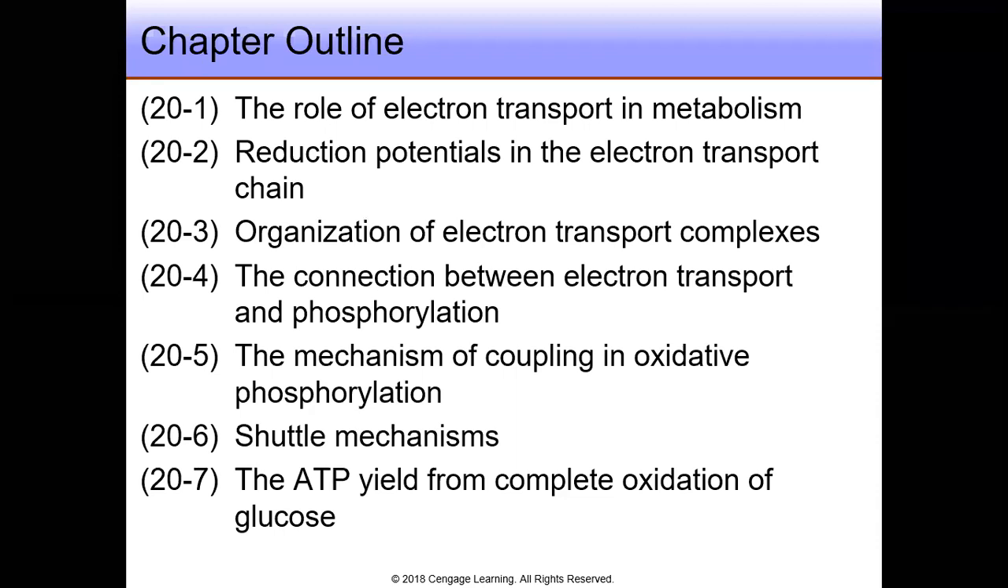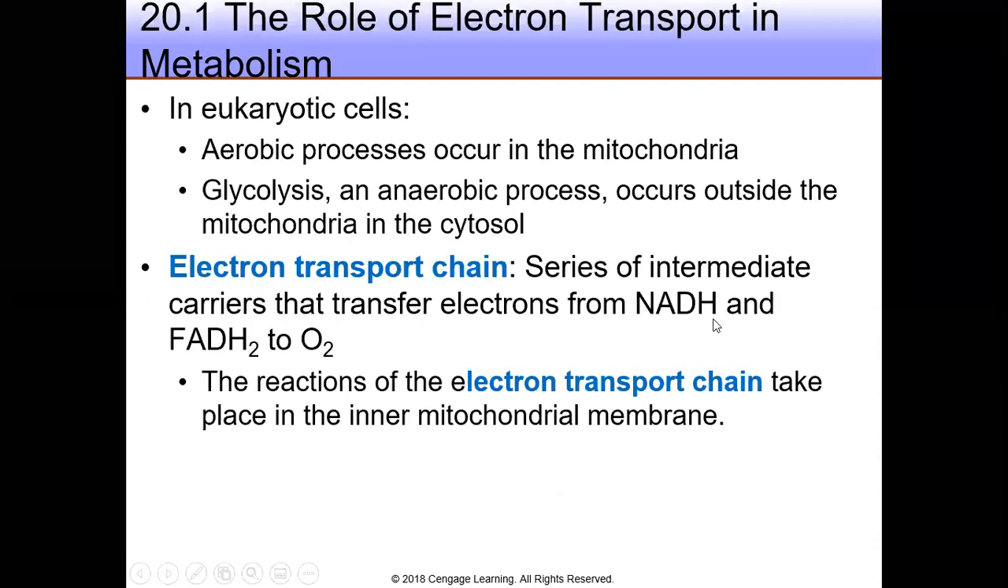The reactions of the electron transport chain all take place in the inner mitochondrial membrane. So, as I said, in eukaryotic cells, aerobic processes occur in the mitochondria. Glycolysis and anaerobic processes occur outside the mitochondria, in the cytosol.